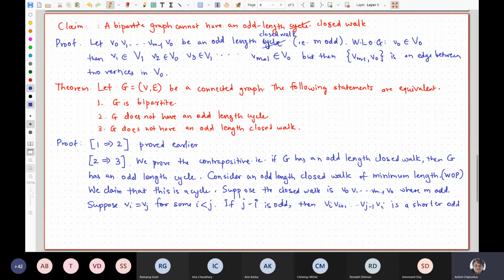odd length closed walk, right? So this is a contradiction to the minimality of the chosen walk, right?